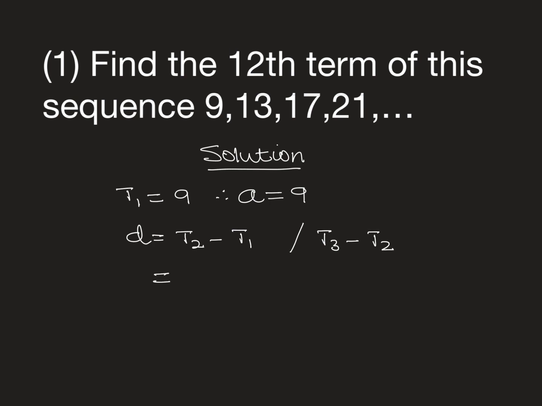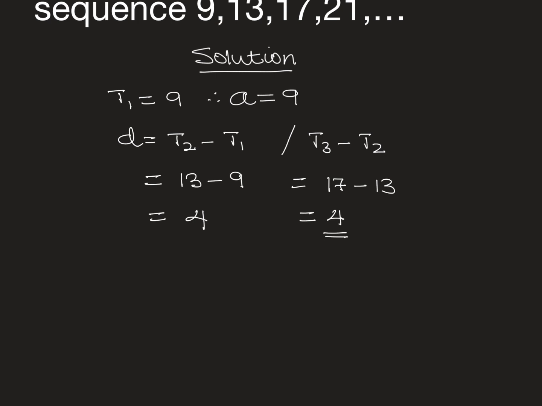So the difference is 13 minus 9, and 13 minus 9 is 4. That is the same as 17 minus 13, which will also give a difference of 4. So any of them is acceptable. You don't need to show it more than once. All right.